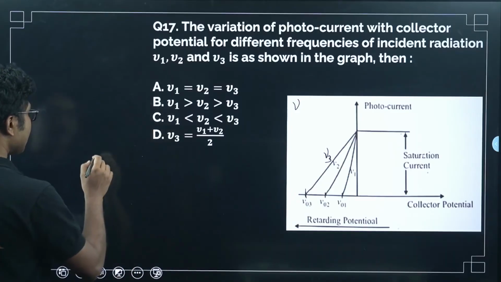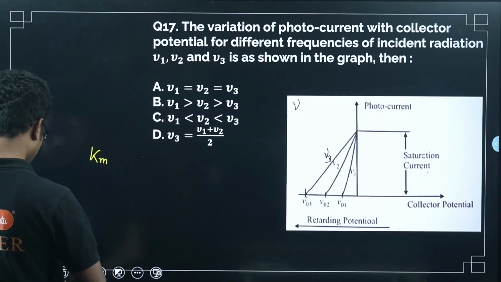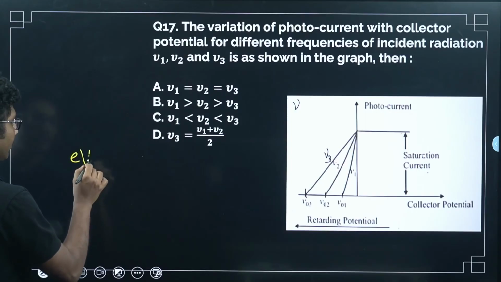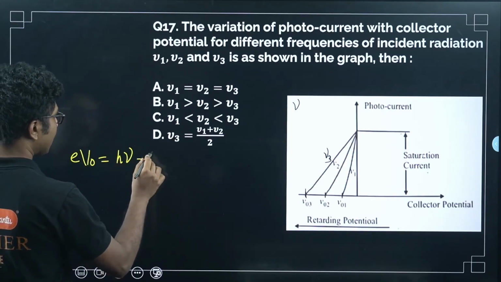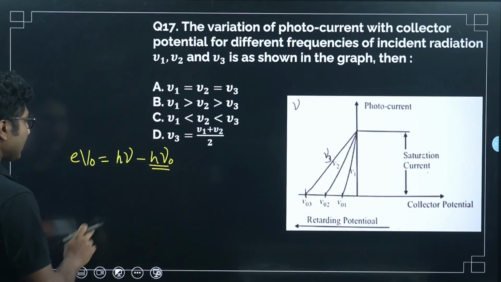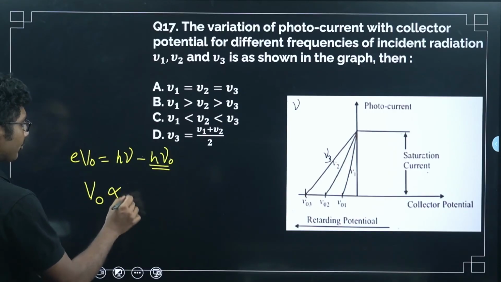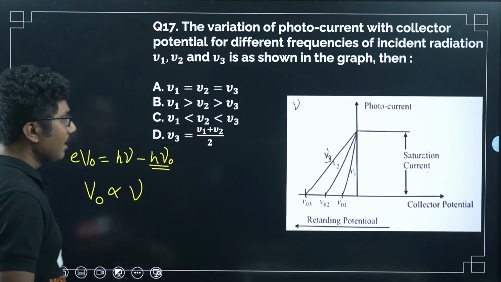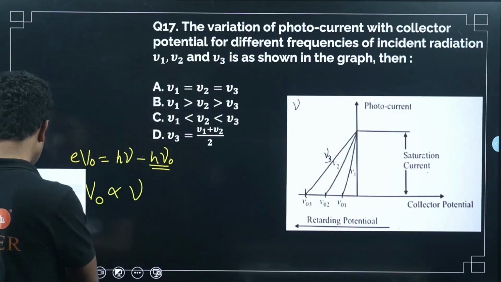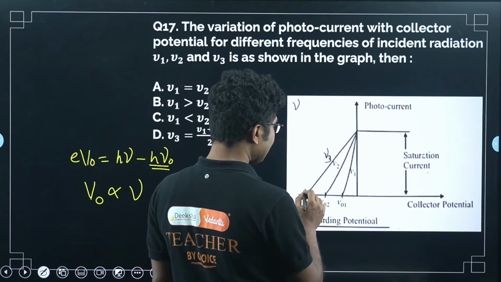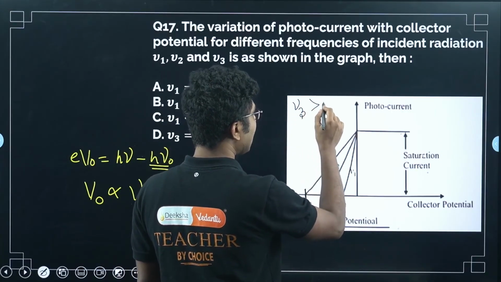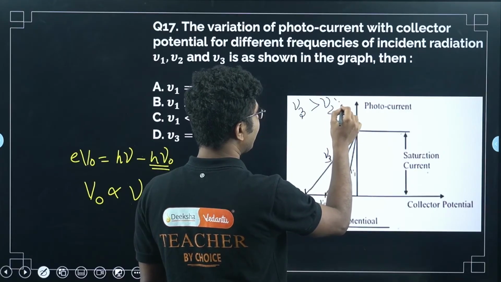We also know, in terms of stopping potential, that eV naught is equal to h nu minus h nu naught, right? Now if the material is same, the h nu naught is constant, right? So only thing is V naught is directly proportional to nu. So if the magnitude of V naught is more, that means nu should be more, right? So in this case, as you can see, here we have highest V naught, highest V naught means nu3 should be highest. So nu3 should be highest, nu2 will be in between and nu1 will be last.